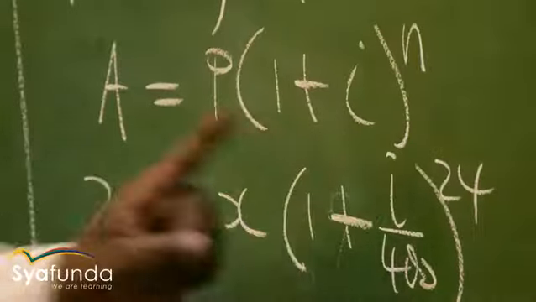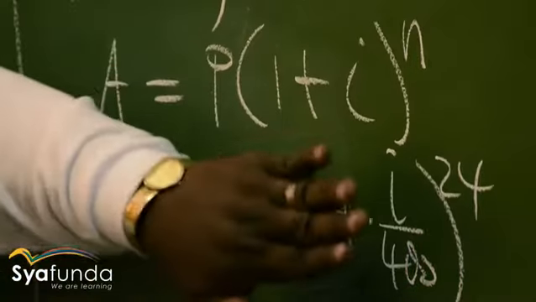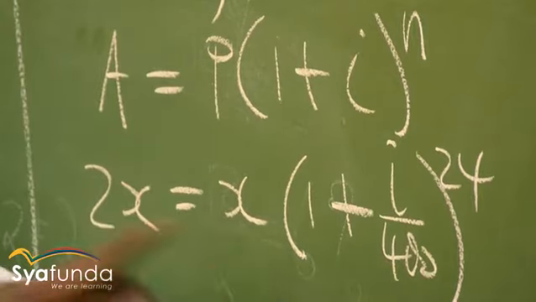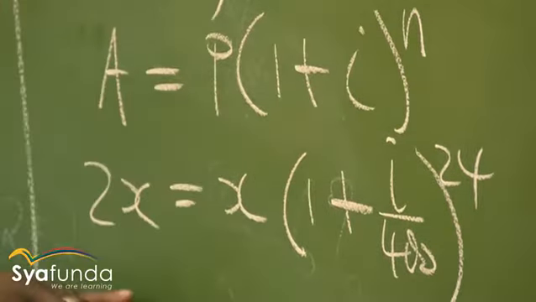If I'm looking for I, it is very far there. What is the first thing to remove here? The first thing to remove is this X. How do I get rid of this X this side? I divide by X this side and also divide by X this side.